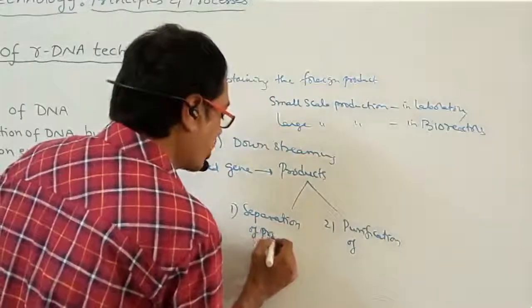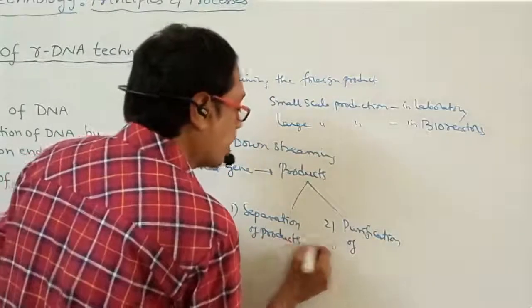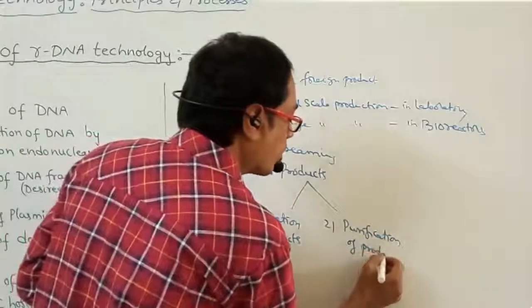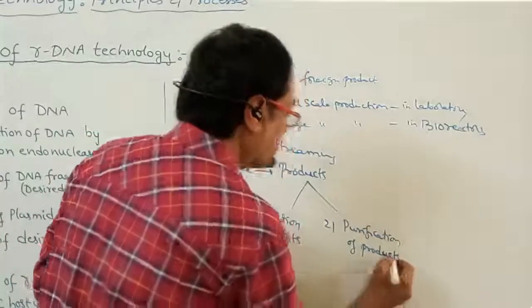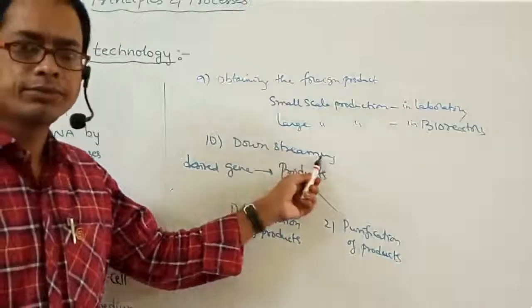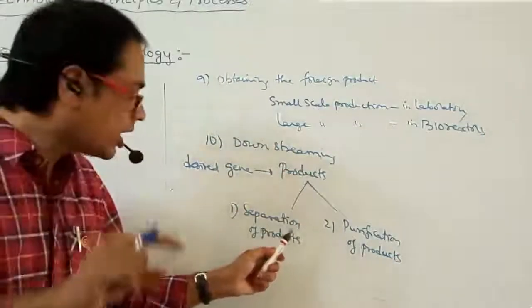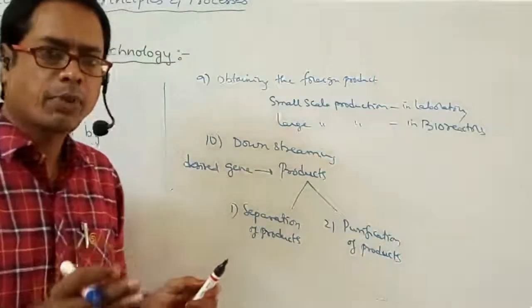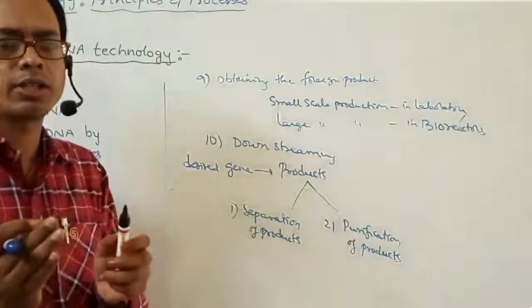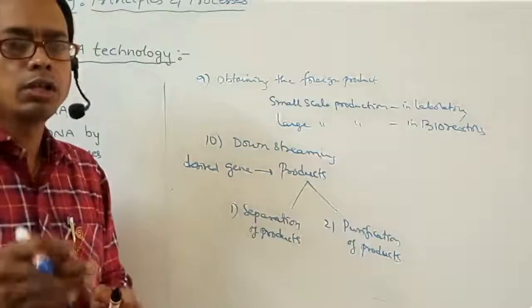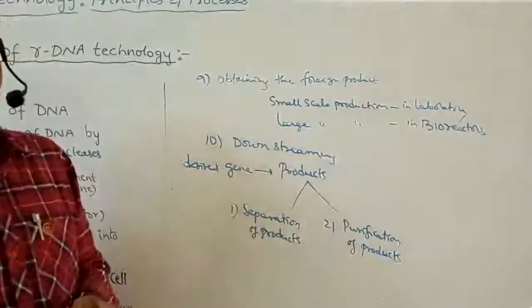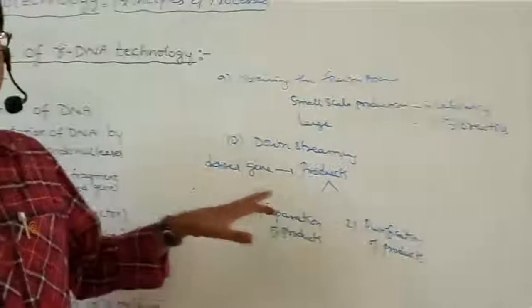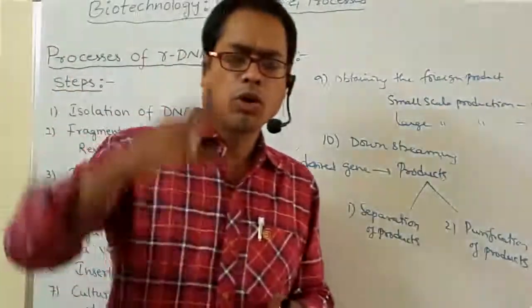Separation of products and purification of products. So downstream processing involves two steps: initially, separation and purification. Separation and purification of products should be done before the product is released into the market. Okay. So that is what we discussed, the whole entire process.